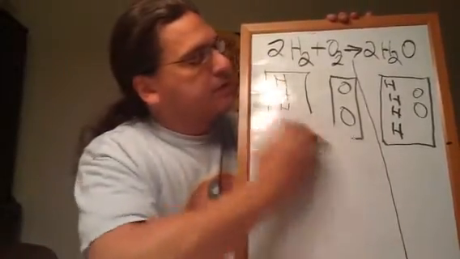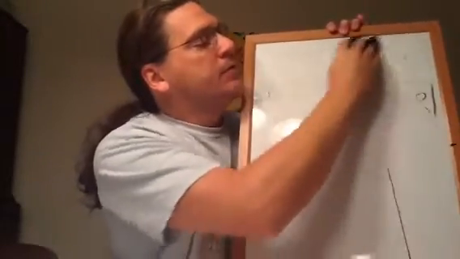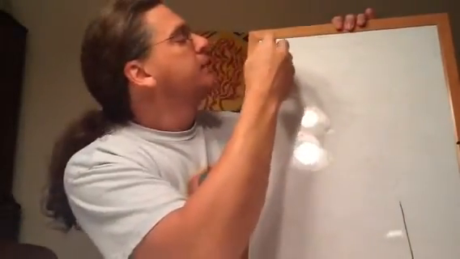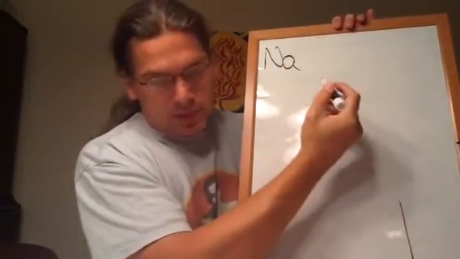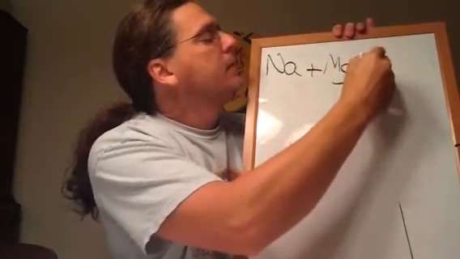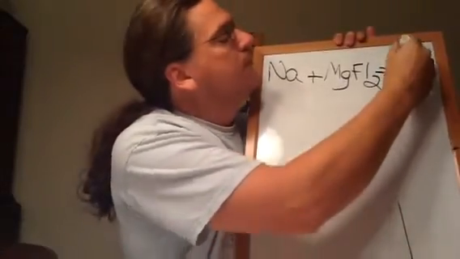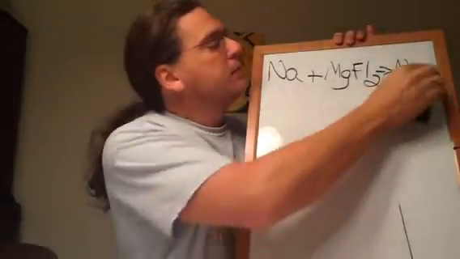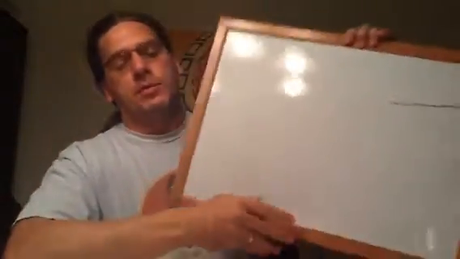Okay, so let's look at a fresh one. And then you'll get to go practice some more on Canvas. So let's look at this equation together. If we have sodium plus magnesium fluoride yields sodium fluoride. Well, let's start over, children. Okay. Quickly. We'll go horizontal. I hope you can see all this.